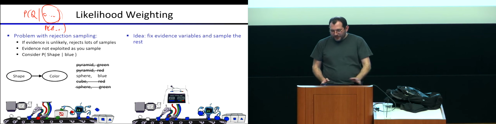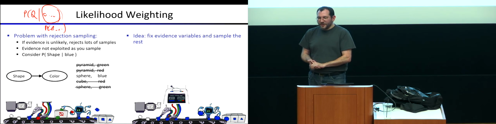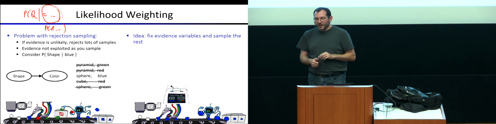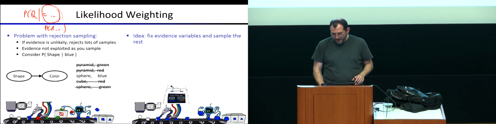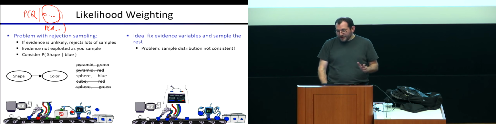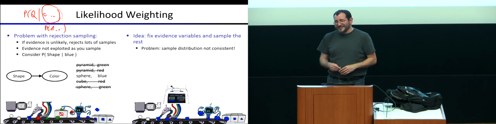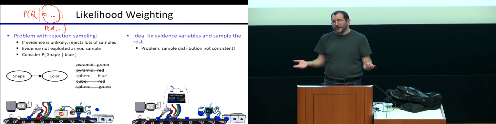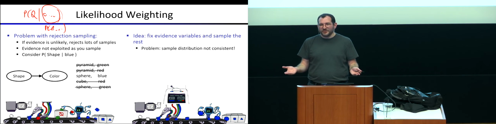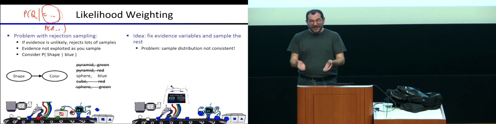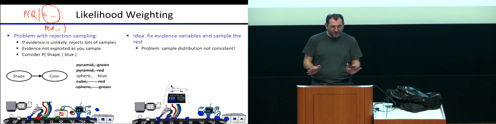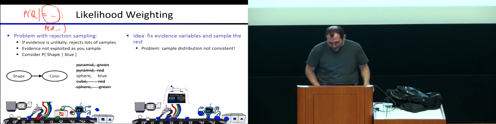So, here's the idea. We're going to rig the system. We're going to fix all the evidence variables as we walk through the network, and we're not going to sample their values. We're just going to fix them to the evidence. And that means that the sample distribution can't be consistent anymore, because suddenly everything is coming off blue. And if everything comes off the conveyor belt matching our evidence, it's not the same distribution. I mean, if nothing else, the probability of evidence used to be P of E, and now it's what? Now it's 1. Everything matches the evidence. So we've broken something. Let's go dig into the algorithm and see what we can fix.